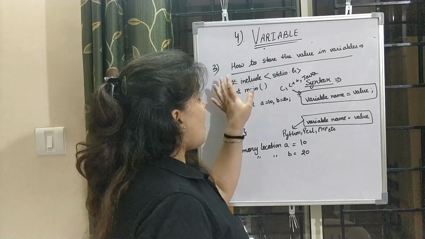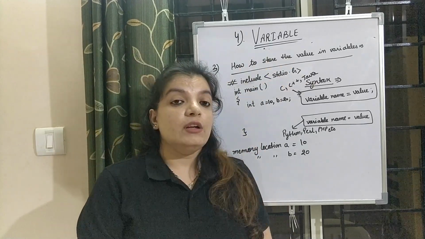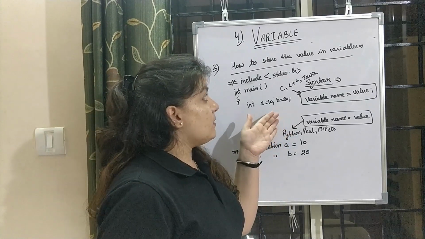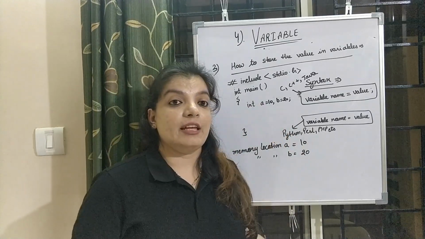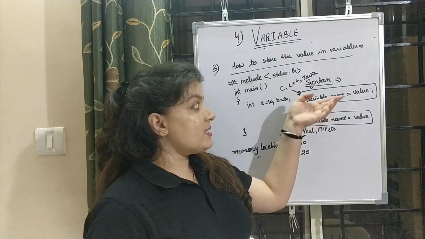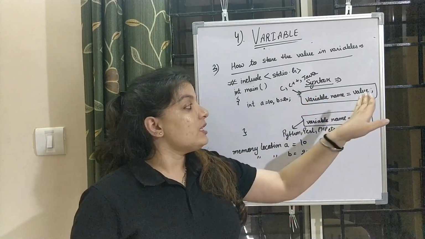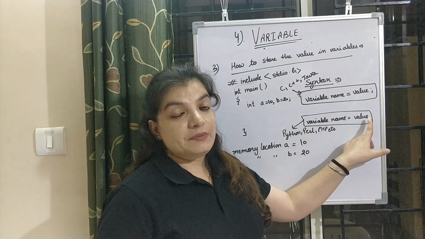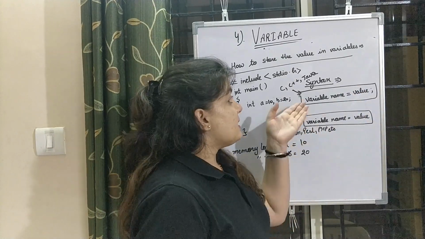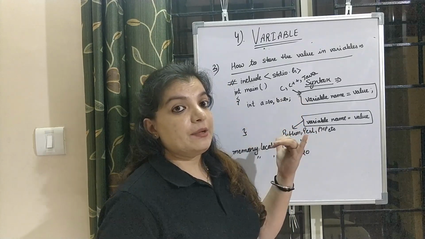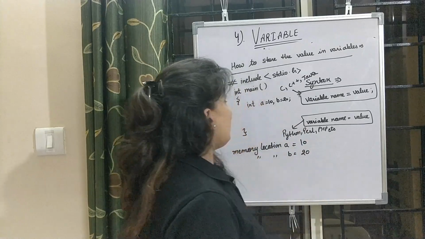So this is how to store values in our variables. The syntax of storing values in variables is the same in almost every programming language. If it is a compiler based programming language, then we need to end with a semicolon. Otherwise, we don't need to end with a semicolon. So this is the difference between compiler based programming languages and interpreted programming languages.